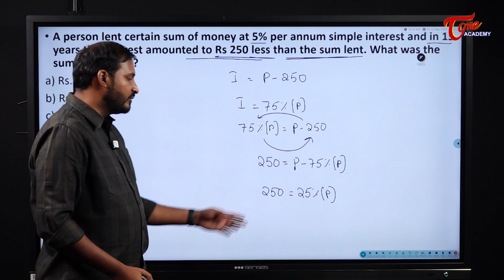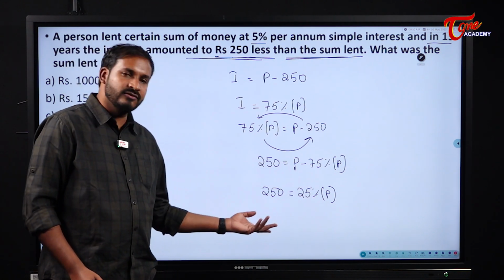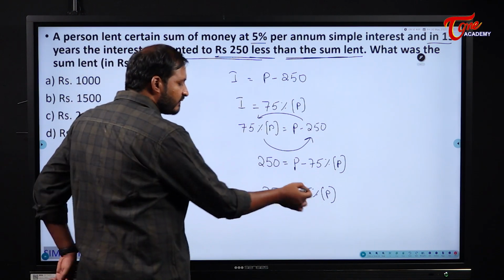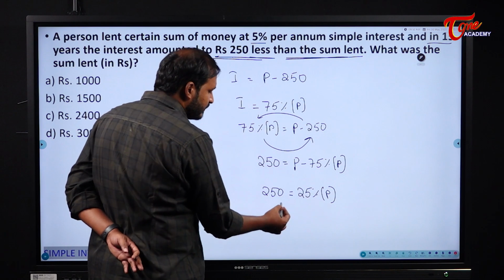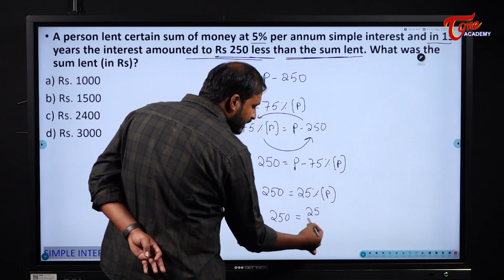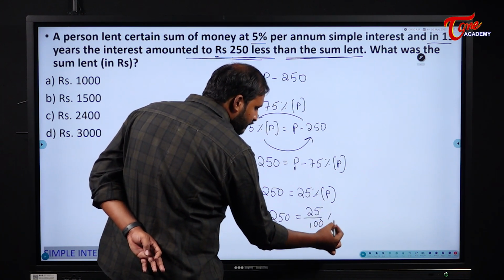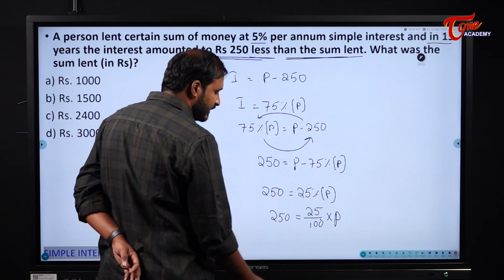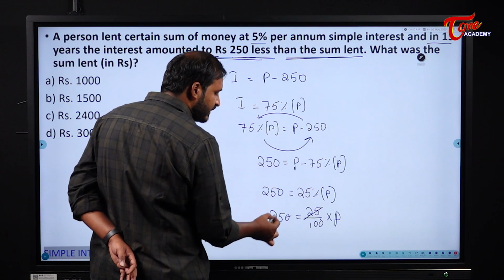25% of P. Now you have 25% of P, directly you can write, or take it as 100% and try to find it. It is a waste of time. In this case, directly we will try to find. So what I can write is 250 is equal to 25 by 100 into P. Why? Because to remove the percent symbol, I need to divide it with 100. So 25 ones, 25 tens.